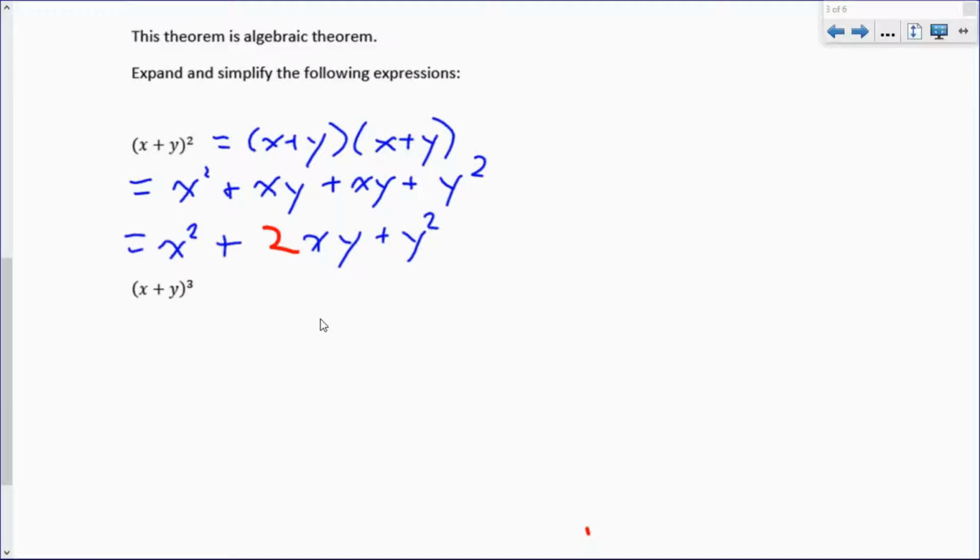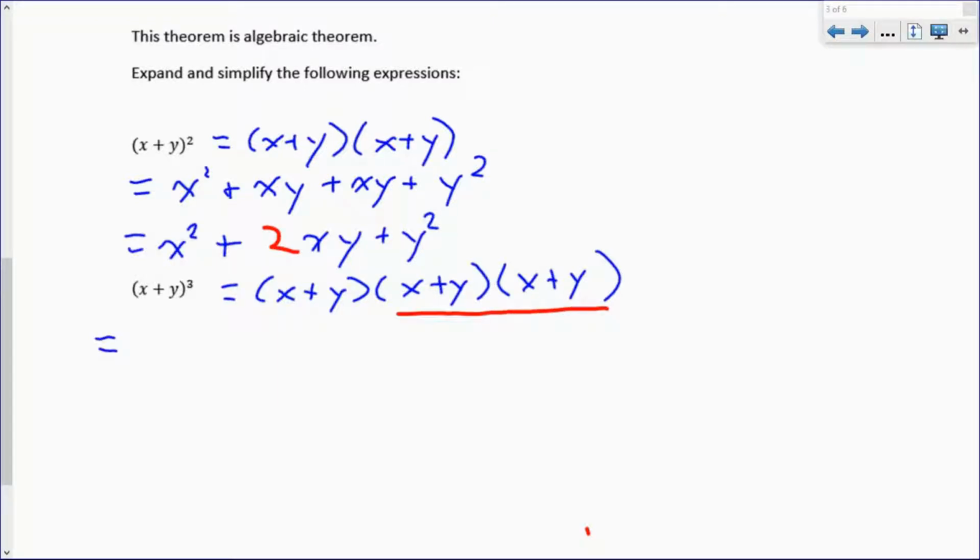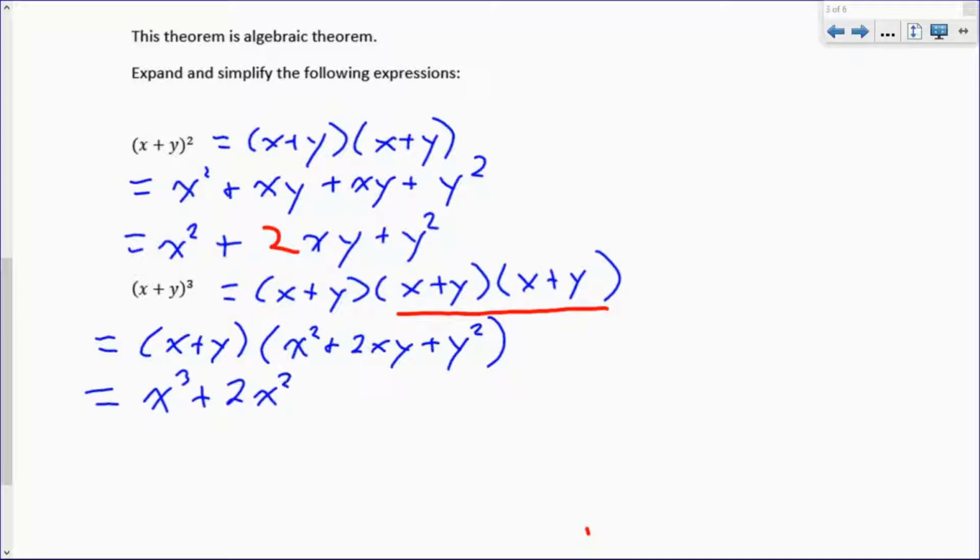Let's look at x plus y cubed, which is, of course, x plus y times x plus y times x plus y. Now, we've already figured out what x plus y times x plus y is. So we could replace that and just say it's the same as x plus y times our answer from above, x squared plus 2xy plus y squared. So you start by multiplying everything in the first set of brackets by everything in the second set of brackets. We're going to multiply everything by x first. That's going to give us x cubed plus 2x squared y plus xy squared.